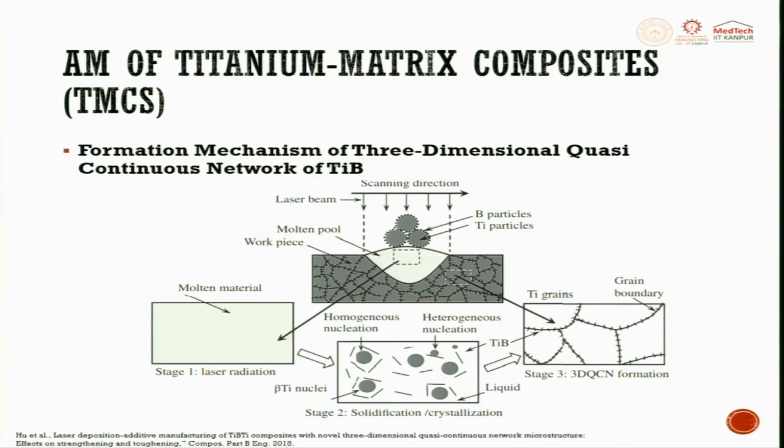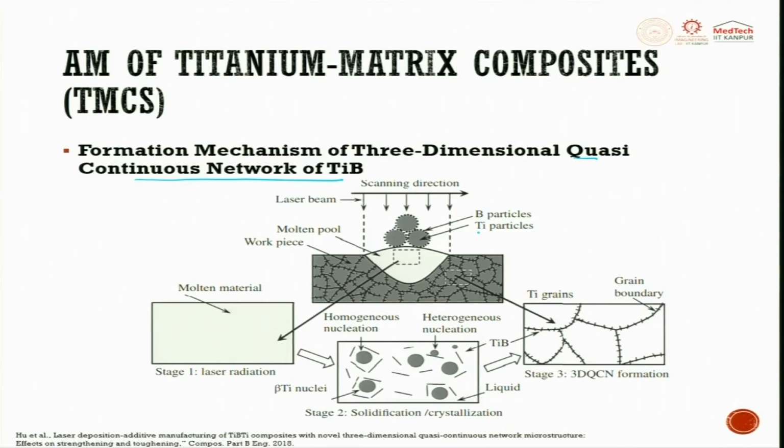The formation mechanism of three-dimensional quasi-continuous network TiB. I am trying to deal with this in detail because the schematic diagram we are presenting here will try to explain. Almost in a similar fashion you will have it for ferrous also. The SS316L also has a similar mechanism going on. So, you have to go back to the phase diagram and then do it.